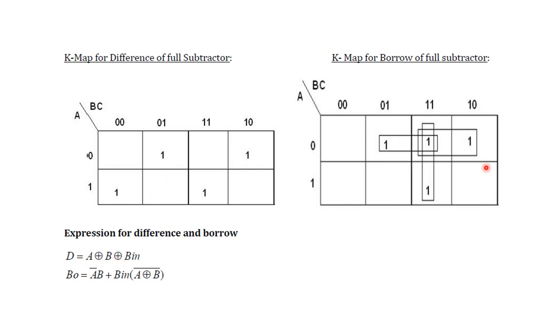Similarly, for the borrow out, the equation is A bar B plus Bin and A XOR B not. So what is that? A XOR B complement, and A XOR B complement is the XNOR gate. This is the equation for the full subtractor.